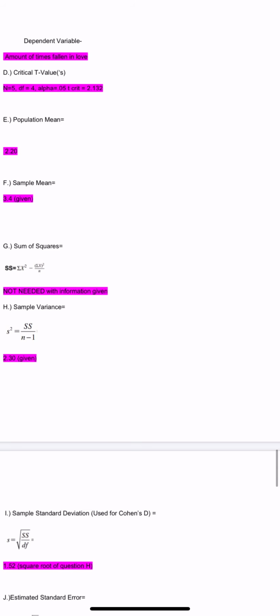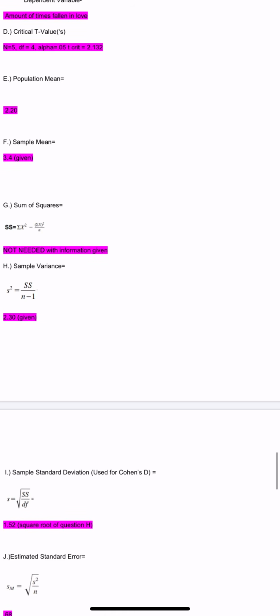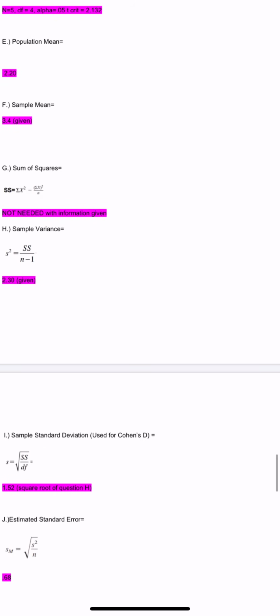Population mean, given, 2.20. Sample mean, in this case, was given as 3.4, right? So we didn't have to solve for that. And the sum of squares is not needed with the information given, right? We compute the sum of squares to get the variance and standard deviation. So if we're given the sample variance, which you can see in H, then we don't need to compute it. S squared was given, which is 2.30. So the sample standard deviation, again used for Cohen's d, is just the square root of the sample variance from question H, which is 1.52.